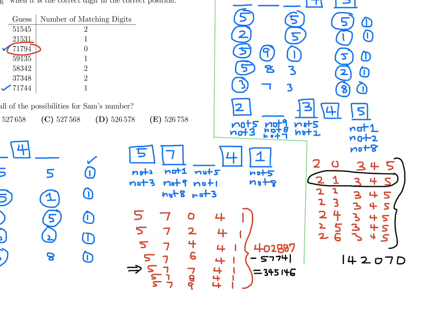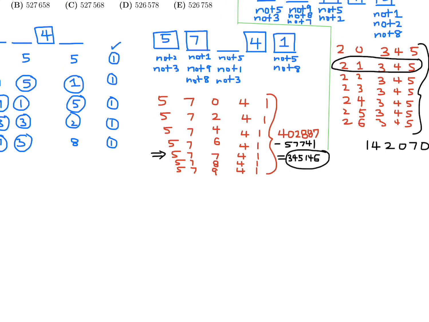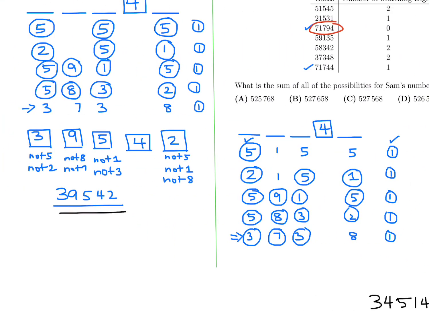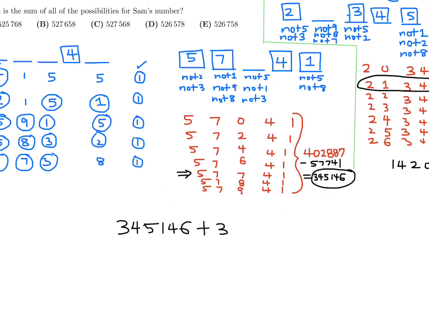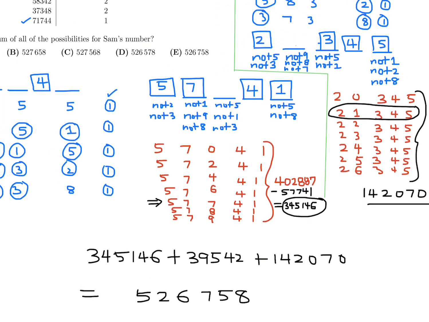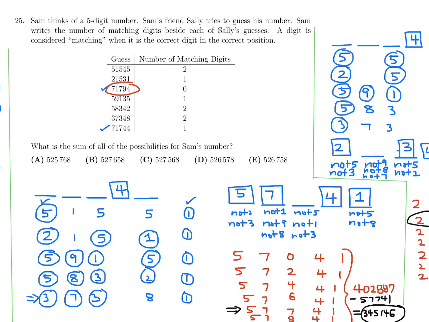All right, so I think we've got it. We have this one, 3, 4, 5, 1, 4, 6. We had this one over here. Don't forget this guy, this 39542. And then, of course, we just got this one, 142070. And then when you add up all these guys, the grand total is 526758. 526758 is this choice. Choice E for number 25.